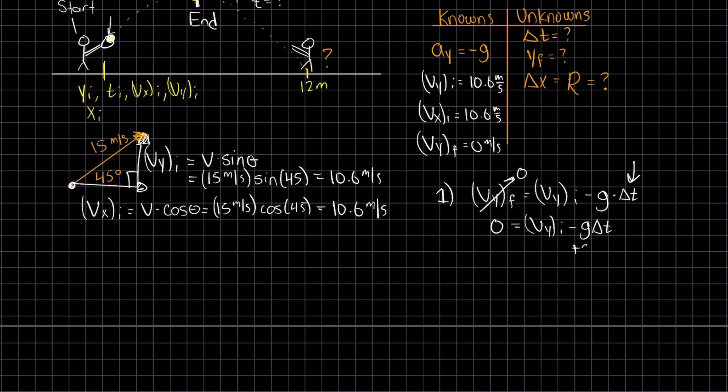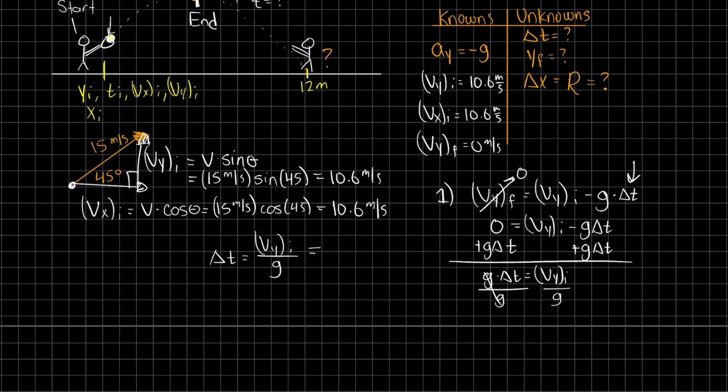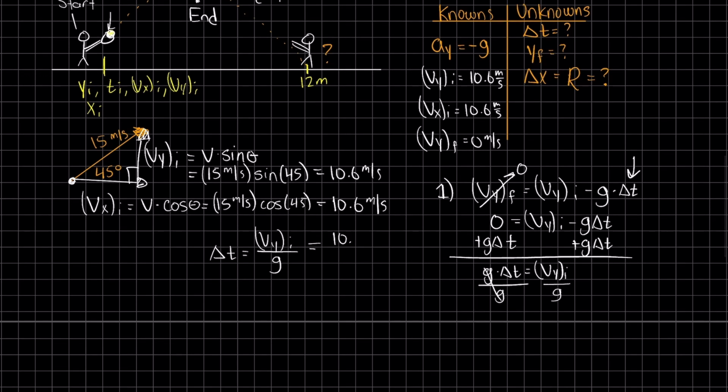But I'm going to go ahead and add g delta t over to both sides to isolate the VYI. So I'm going to get g times delta t is equal to the initial velocity. To finally solve for this time interval, I'm going to divide by g, and that's going to give me that the time of flight to hit the peak is going to be my initial velocity divided by the magnitude of freefall. Well, this is easy for me to figure out because I know the initial vertical velocity is 10.6 meters per second, and I just have to divide that by 9.8 meters per second squared.